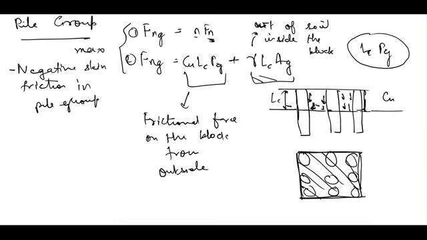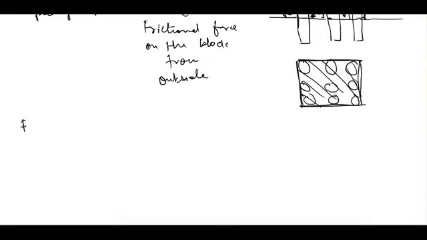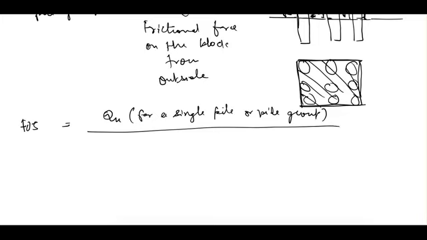So the value we find using these two criteria, and the maximum of these two criteria gives us the negative skin friction for pile group. And now if we want to calculate the factor of safety on a pile which is being acted on by some negative friction, then factor of safety is given as the ultimate pile load capacity QU, for a single pile or a pile group, divided by the working load plus negative skin friction.